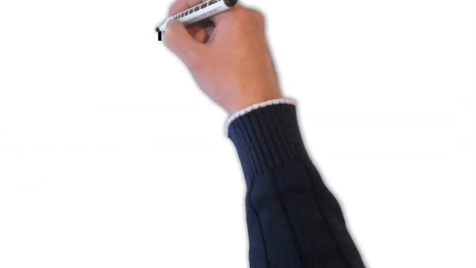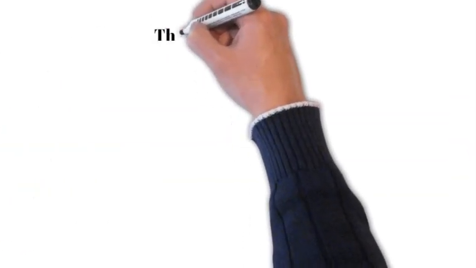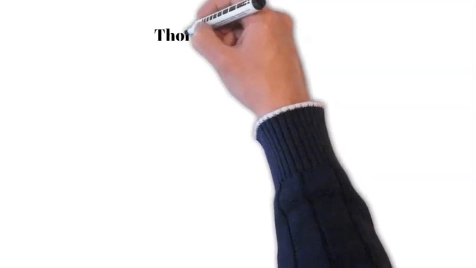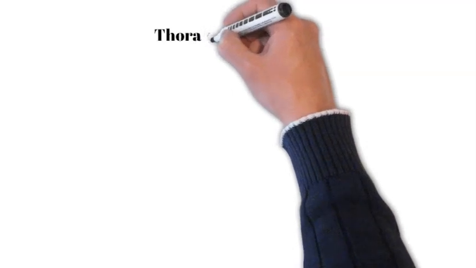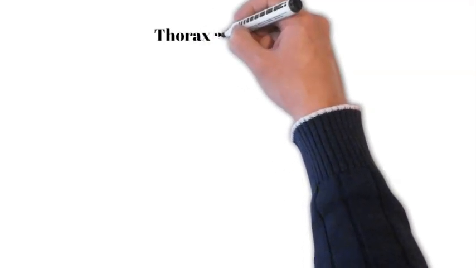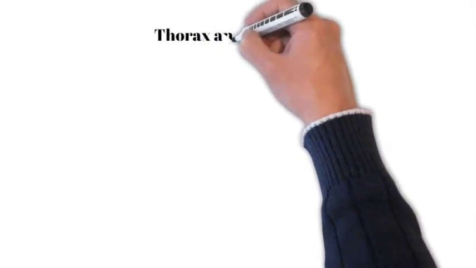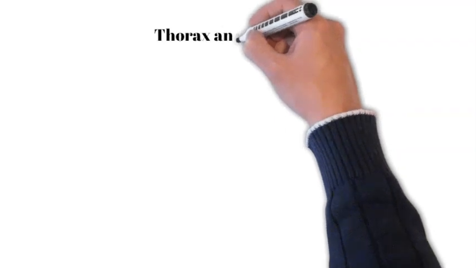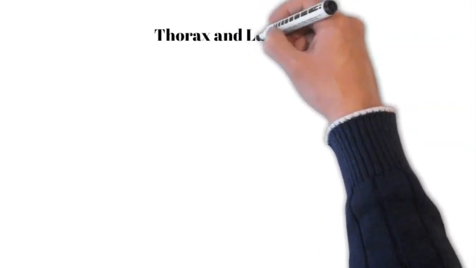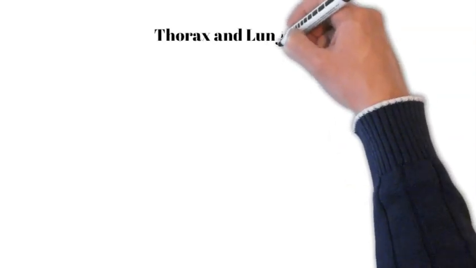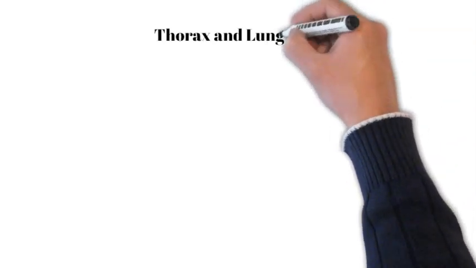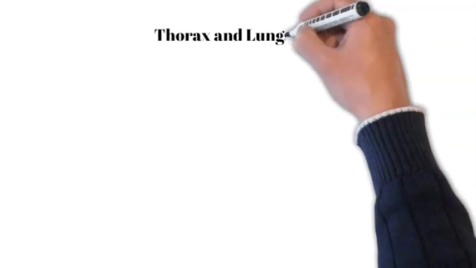Thorax and lungs assessment. Key terms: adventitious breath sounds, wheezing, crackles, stridor, pleural friction rub, dyspnea, orthopnea, hypoxemia, hypoxia, cyanosis. Definition of key terms. Adventitious breath sounds, abnormal breath sounds heard during auscultation of the lungs. Wheezing, a high-pitched whistling sound during breathing.